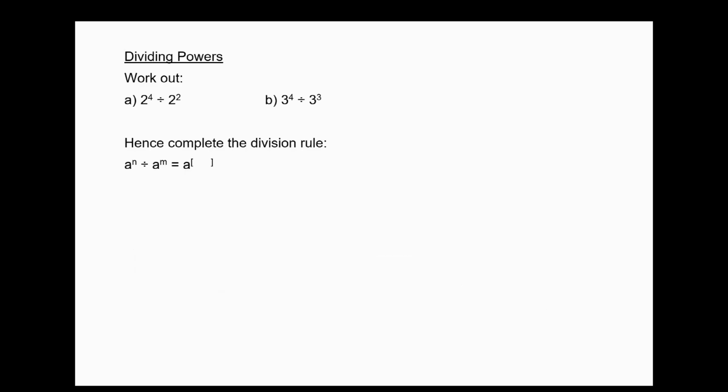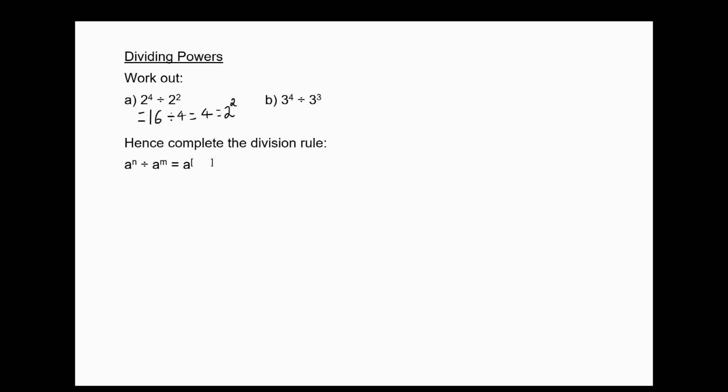When we divide powers, there's a very similar rule. 2 to the power of 4 is 16. And 2 to the power 2 is 4. So if I do 16 divided by 4, I end up with 4. But remember, 4 is equal to 2 to the power of 2. So we can say 2 to the 4 divided by 2 to the power of 2 is 2 to the power of 2.